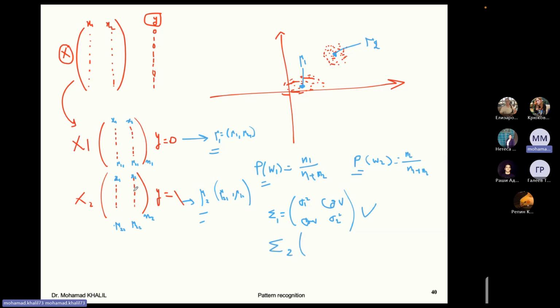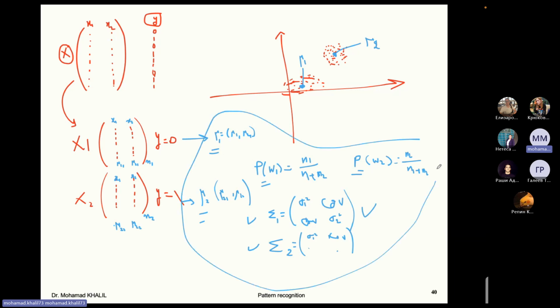Is the covariance matrix of this. That means sigma 1 square for class 1, but for class 2, sigma 2 square, so I can estimate sigma 2. You have sigma 1, you have sigma 2, you have mu1, you have mu2, you have p1, p2, so you have all the data to apply what? You have all the data to apply the parametric classification.